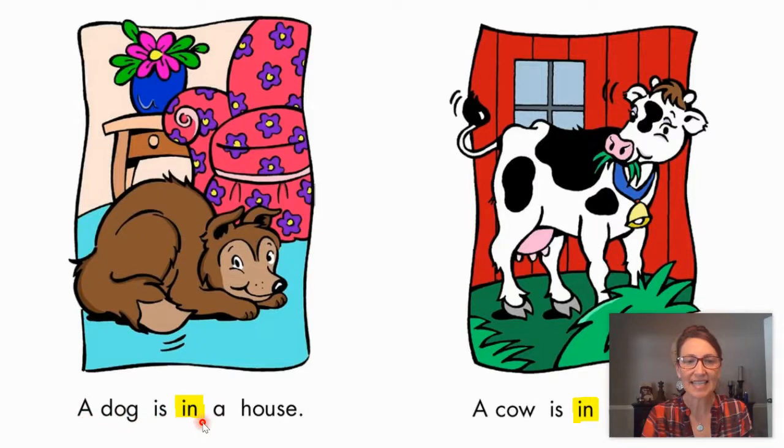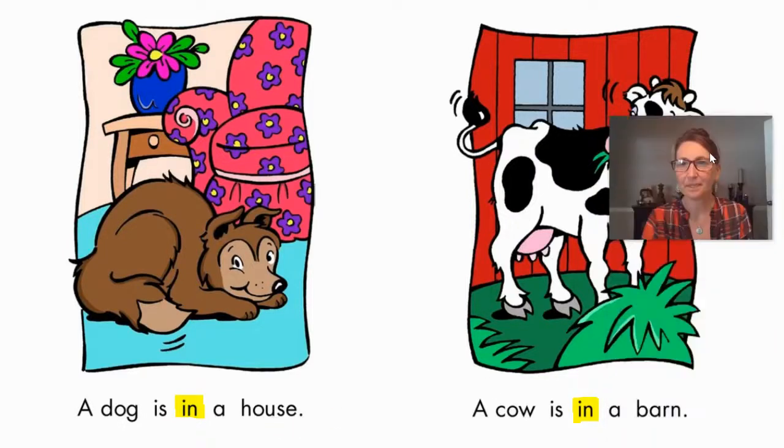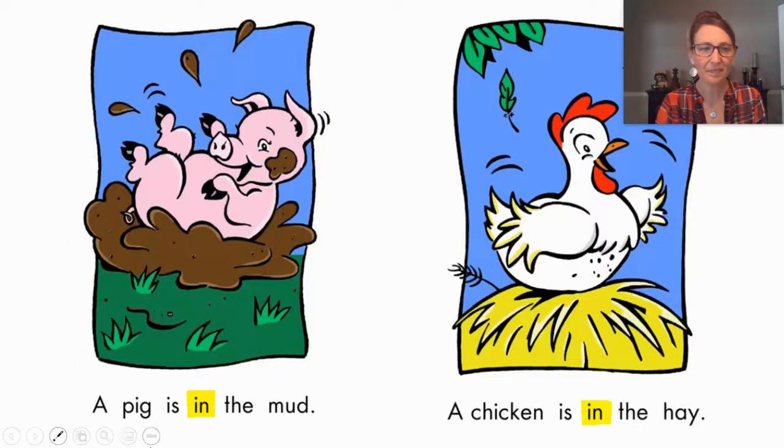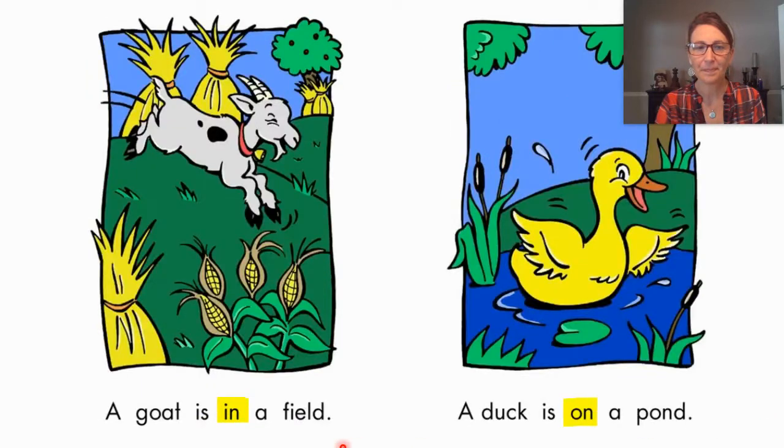A dog is in a house. Your turn. A cow is in a barn. Your turn. Good. A pig is in the mud. Your turn. A chicken is in the hay. Your turn. A goat is in a field. Your turn. That one's kind of tricky.